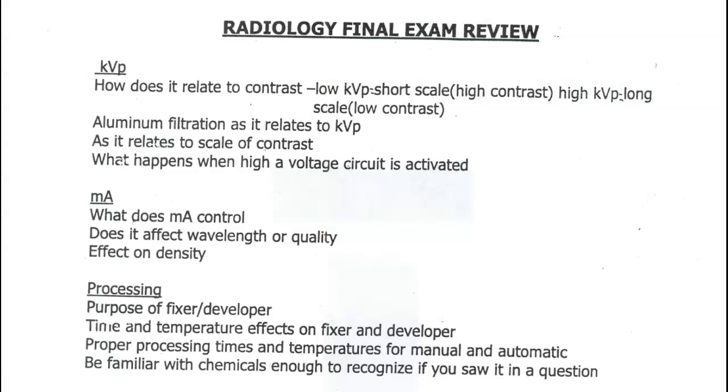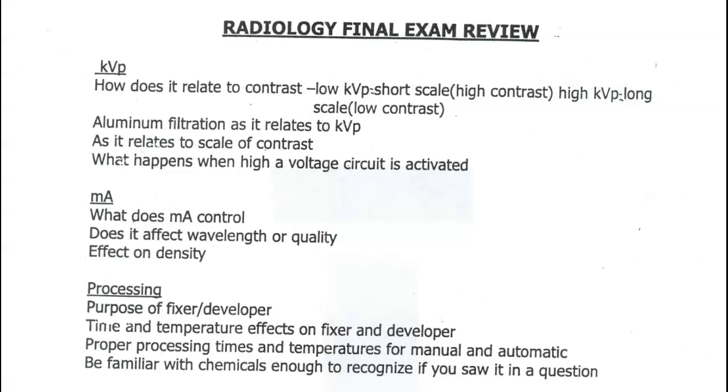So basically the way to understand that is low KVP means that you've got weaker x-rays, so they either get through or they don't, so you have a shorter scale because there's fewer grays between radiopaque and radiolucent. That means that there's a bigger step between each shade, which is where the high contrast comes in, but because it's fewer shades of gray, you have a short scale.